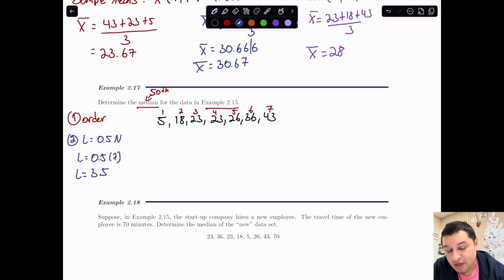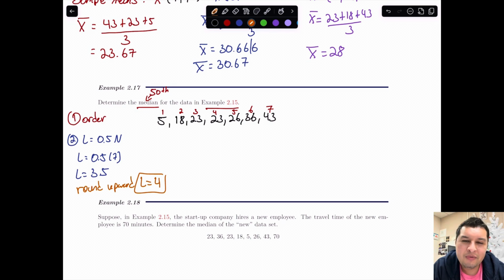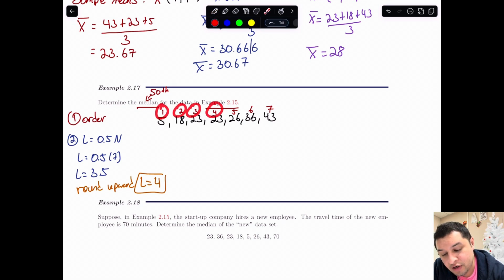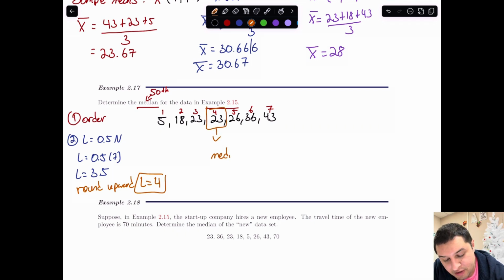It's 3.5. Now, because it is a decimal, we are actually going to round. So now we're going to go ahead and round upwards to the nearest integer, 1 up. So my L is now going to be 4. Now you're probably wondering, why are we doing this? Didn't we just add these two numbers? That was because we got whole numbers last time. Now that we have a decimal, we actually have to round upwards, and I'm going to show you why in just a second. So now we're going to pick the 4th locator. So we're going to go ahead, 1, 2, 3, 4, and that is going to be our median here. So this is our median.